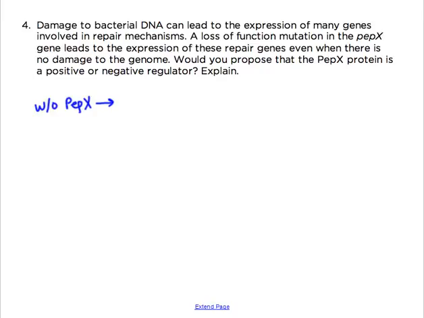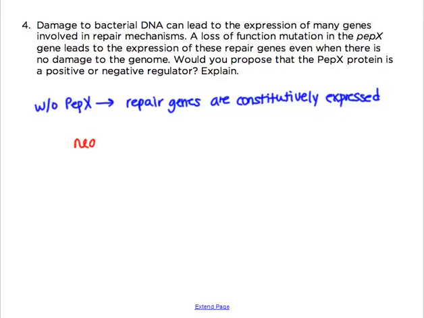So without the PEP-X protein, the DNA repair genes are expressed even when there's no damage to the genome. So we're going to say that without PEP-X, the repair genes are constitutively expressed. Remember, that means that they are always expressed no matter if there's a trigger or not. So how would we explain that? If the PEP-X protein was a negative regulator, this would explain that without it, the repair genes are constitutively expressed. So I'm going to write the answer is that PEP-X was a negative regulator.